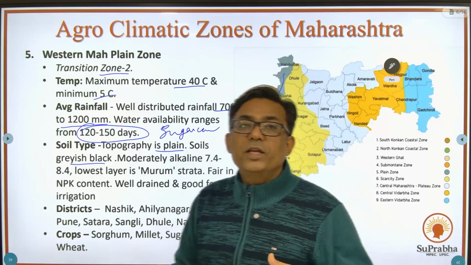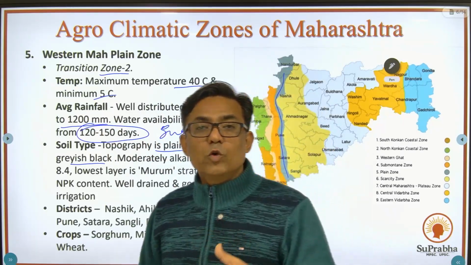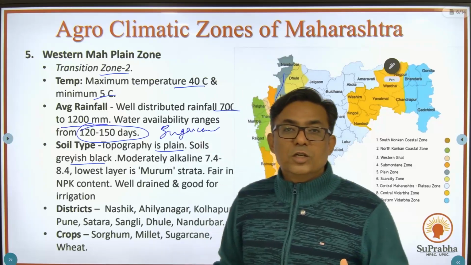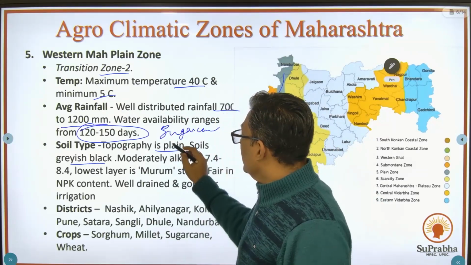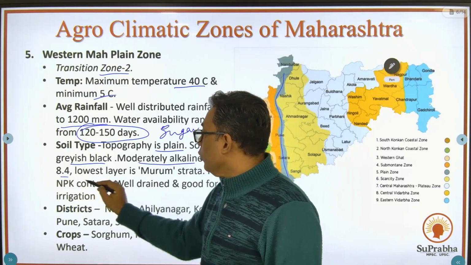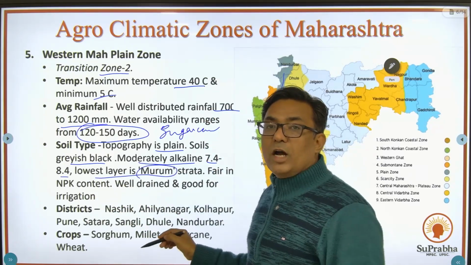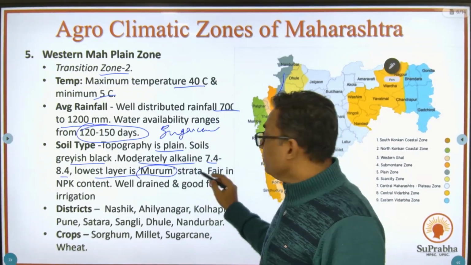Since it's a plain area, the soil gets a lot of time to form. On slopey regions, the soil gets dislodged, so it does not get much time to form, but over here, yes, the soil will have time to form. It is moderately alkaline, 7.4 to 8.4. The lowest layer is the murum, that is the hard rock you find over here. It's mostly made up of basalt.